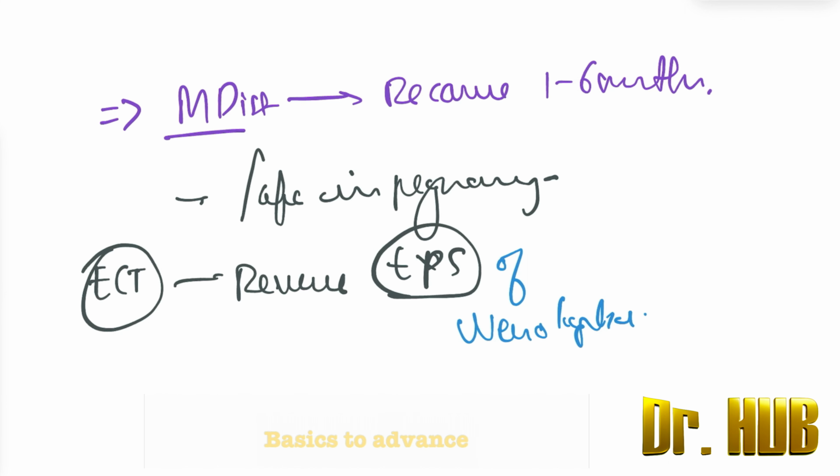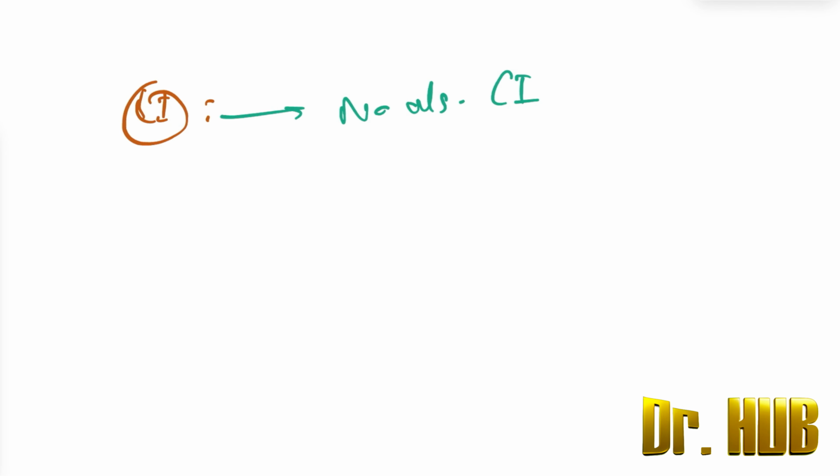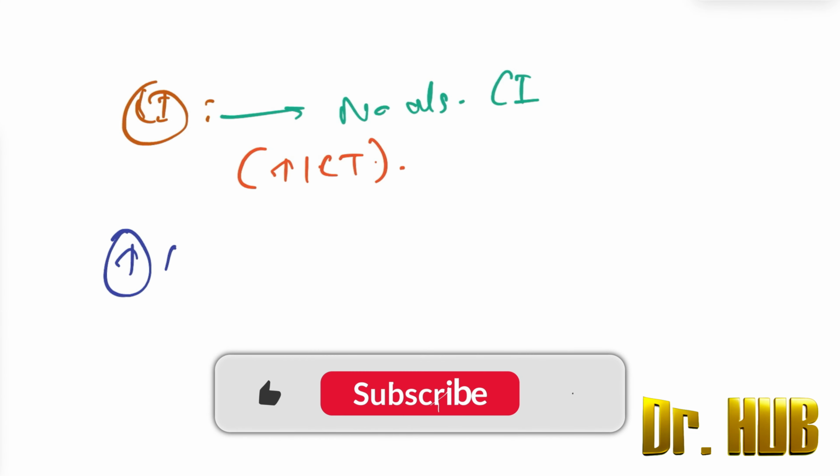Now we have seen the indications also. Now we will see what are the contraindications of this ECT. There is no absolute contraindication, and raised intracranial tension is a relative contraindication. In case of raised intracranial tension, there is increased risk of adverse effects.